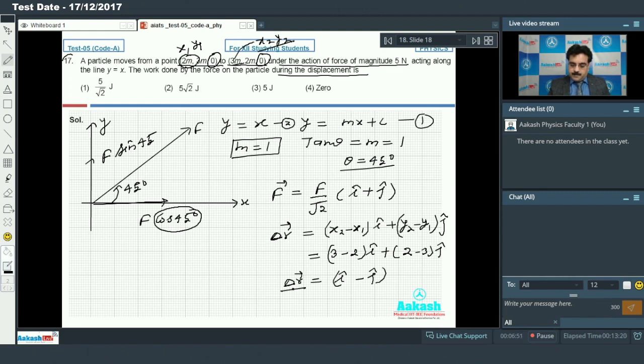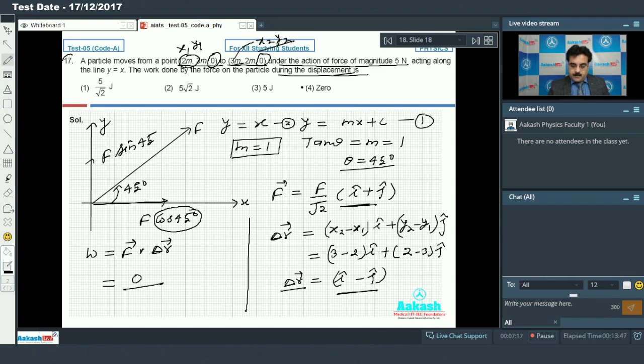This is the displacement. As per the definition of work, we all know work is calculated by the dot product between force and displacement. When I take the dot product between this force and this displacement, we get 0. So the work done by the force on the particle during the displacement is 0.